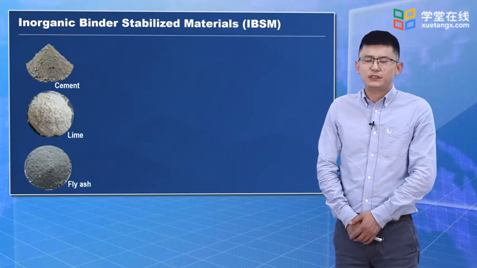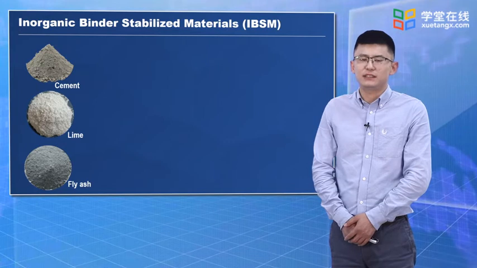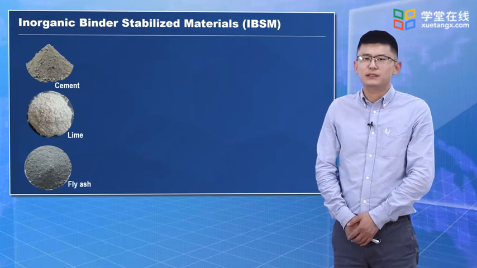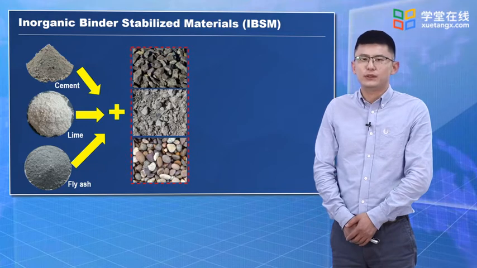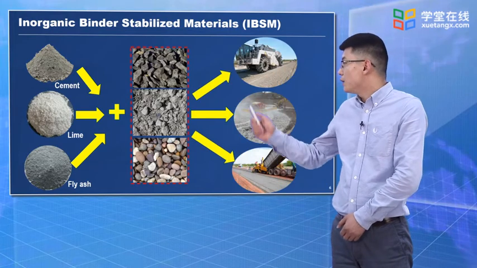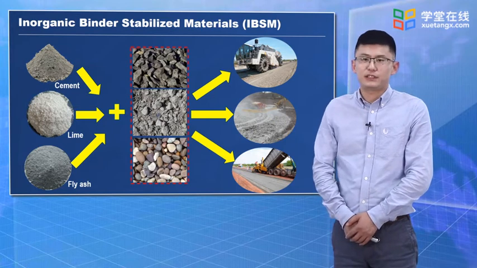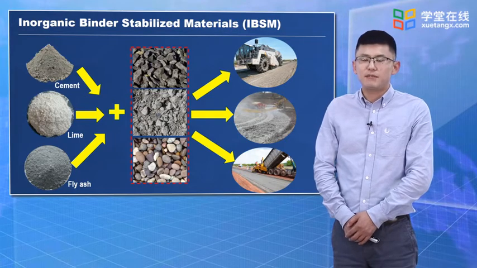So how to produce IBSM? Generally, we have the cement or lime or fly ash, that is the industrial waste, and we mix with the aggregates. So what are the aggregates? They could be the coarse aggregate, the crushed stone, the gravels, or even soils. So we can get the stabilized materials. For example, on the right, we can see those pictures for the pavement application. We have the stabilized base.